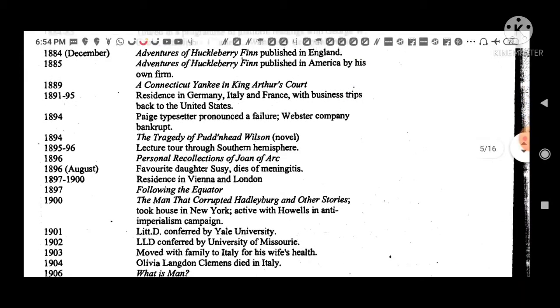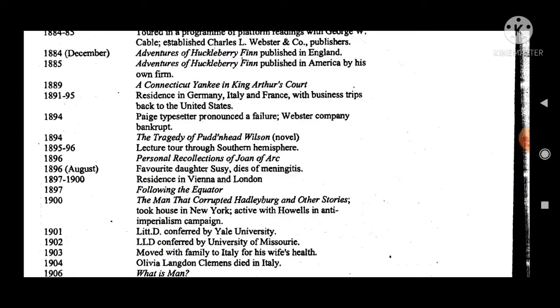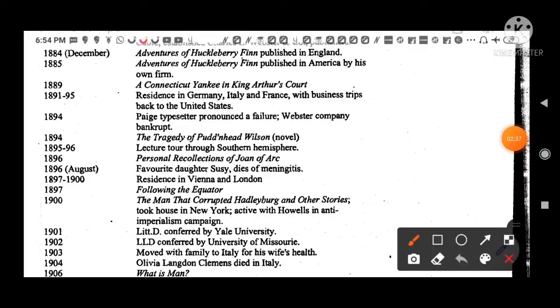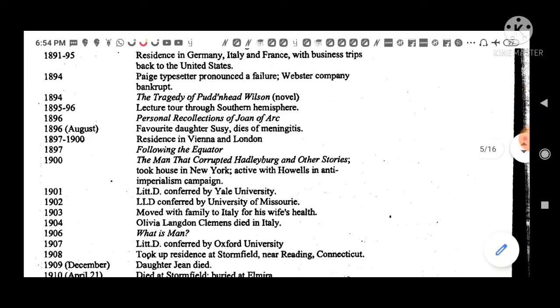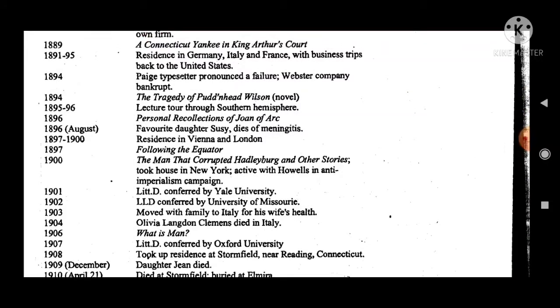Then 1894, The Tragedy of Pudd'nhead Wilson, a novel. So you can remember that in 1894 The Tragedy of Pudd'nhead Wilson was published. Then 1895 to 96, lecture tour through Southern Hemisphere. Then 1896, Personal Recollections of Joan of Arc. Then 1896 August, favorite daughter Susie dies of meningitis.